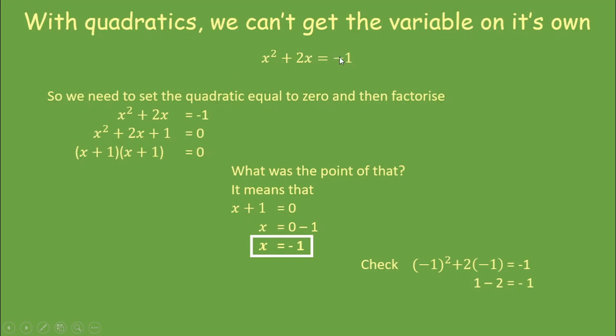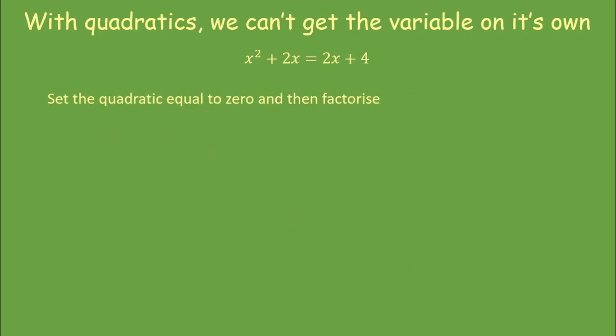Let's see another example, because as you know, quadratics may have one answer, like this one, or two answers, or no answers at all. So here we've got another quadratic equation, and this one's even more complicated, because I've got x squared plus 2x on one side, and it's not equal to 0. There's a whole other expression on the other side. First, I need to set the quadratic equal to 0, and then factorize.